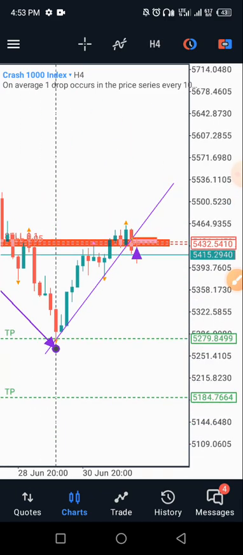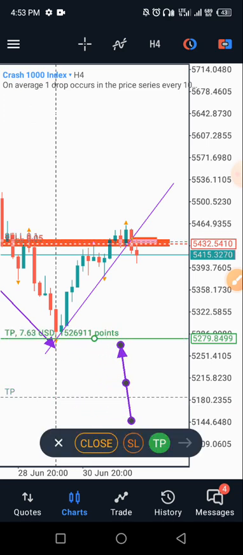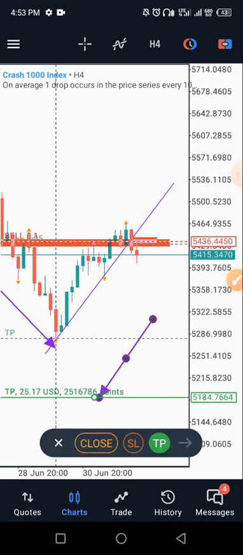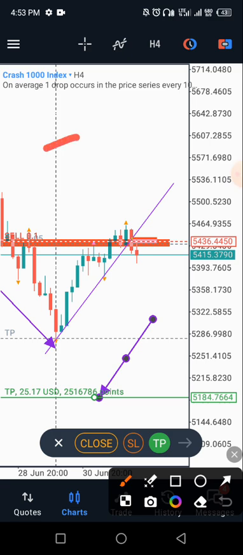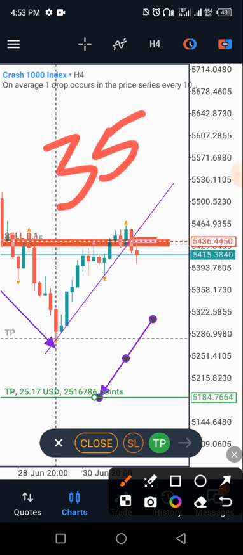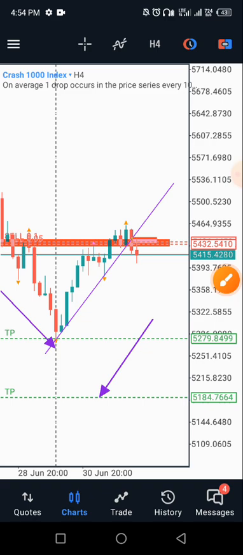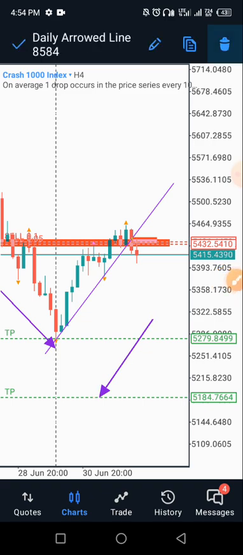You can see that I've placed my two take profit levels. The first take profit level here will give us something maybe around $7, and the next take profit level here will give us something like around $25. So maybe a total of $35 or thereabouts, just from a $3 equity we'll be able to get from this particular trade. This is the beauty of managing our risk and our reward.